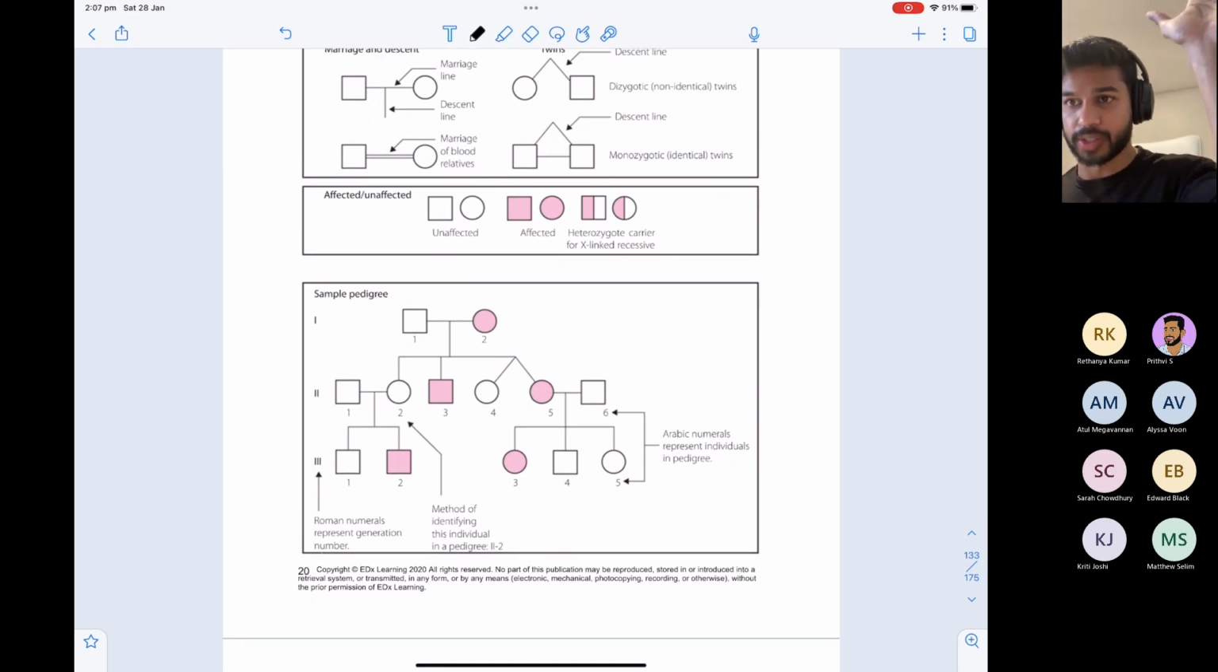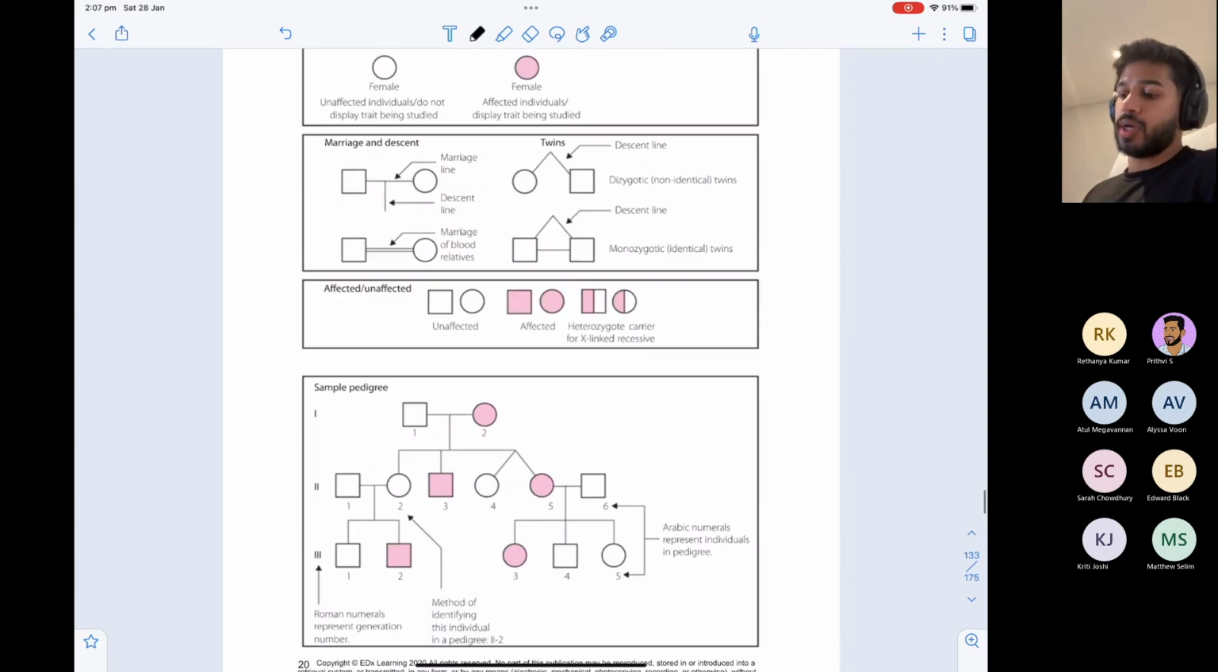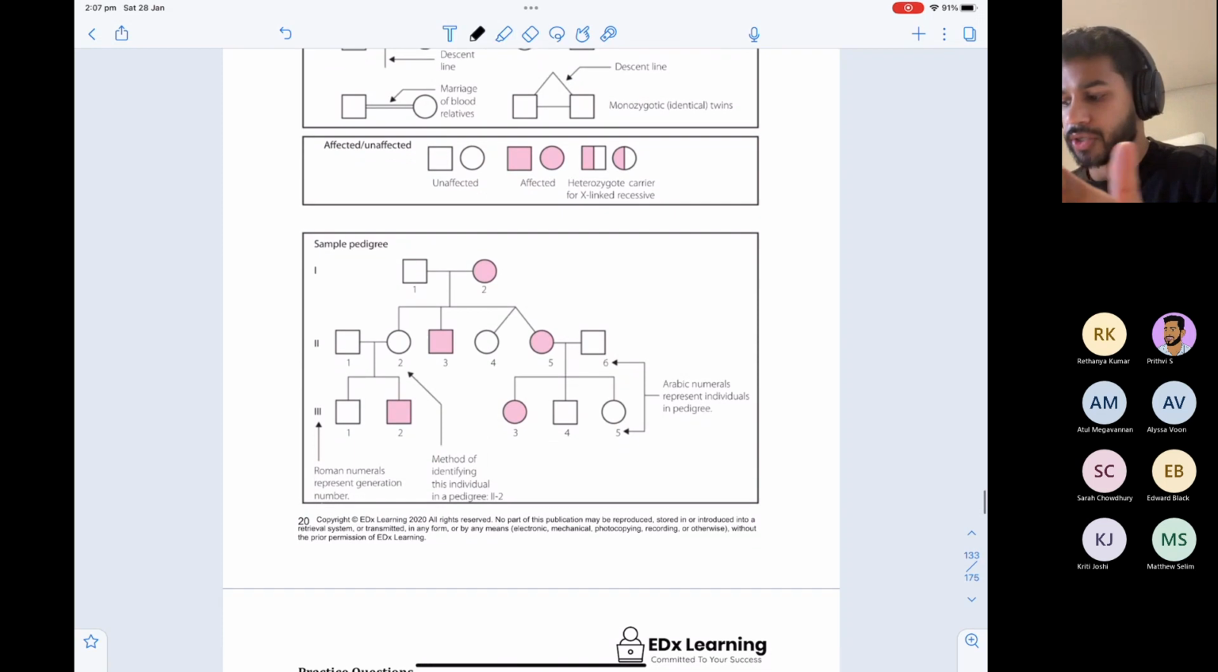So can you see the raise hand icon? Have you done pedigree questions over the holidays? Just so I know how fast to go with this content. Good. Ed has. Okay. Matthew, Alyssa. Okay. Some of us have done pedigree questions, some of us haven't. That's all right.